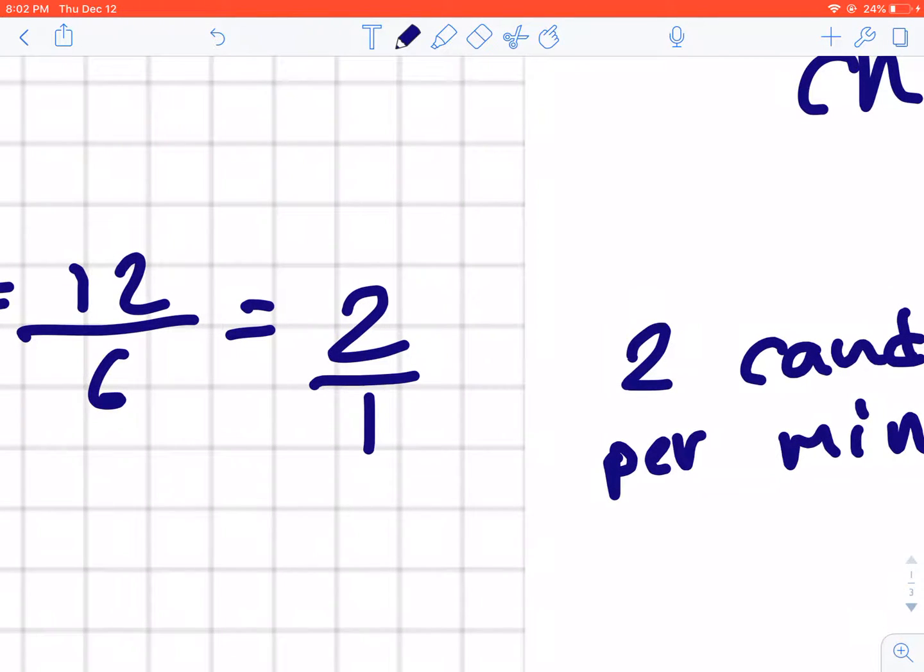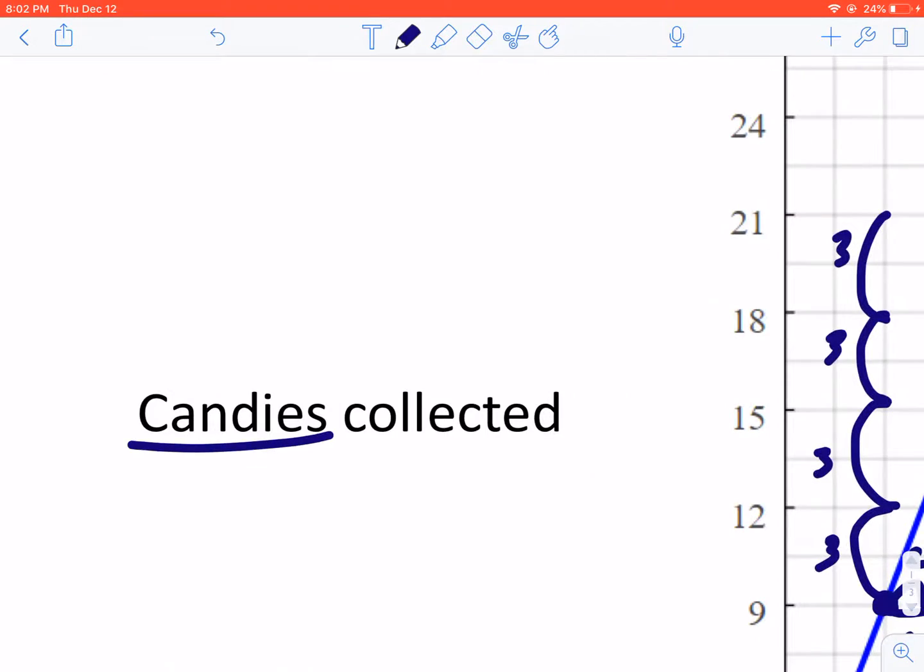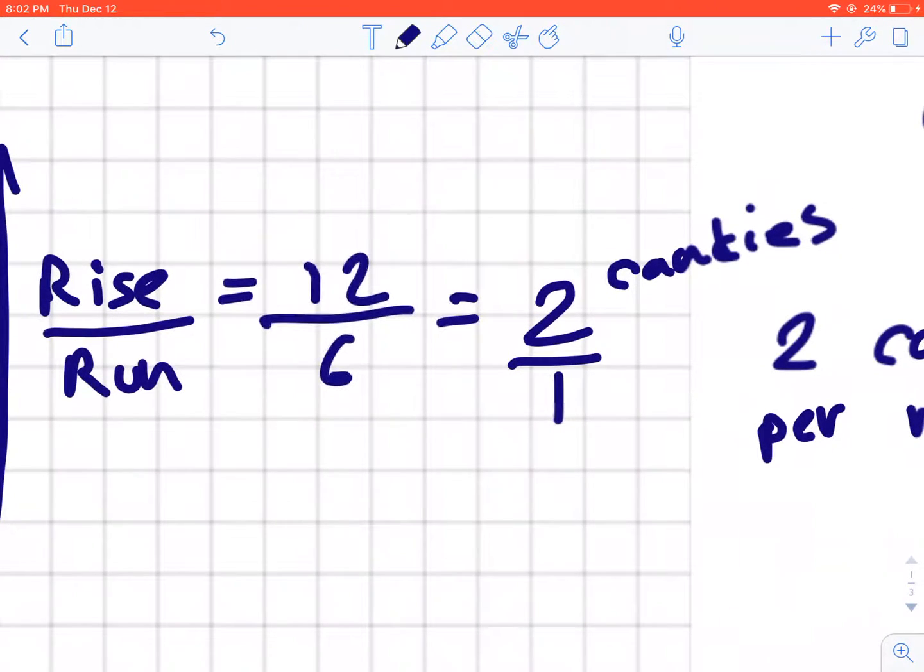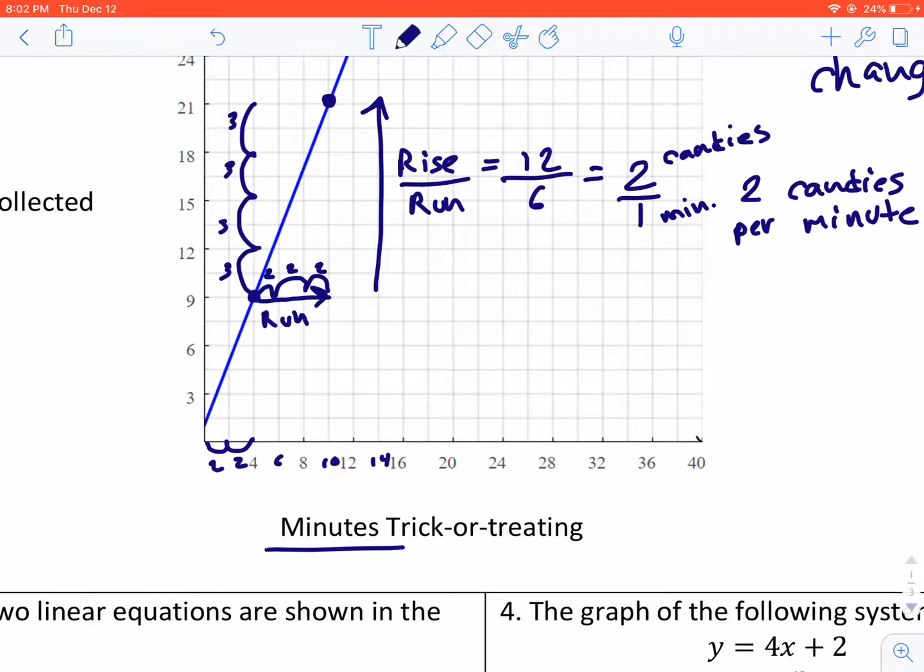Right, which is the same thing as that right there. This is candies, because it is our rise, and our rise is candies right here. And then this right here is minutes. And that comes from down here, where it says minutes. So we have figured out our rate of change. Let's go on to the next one.